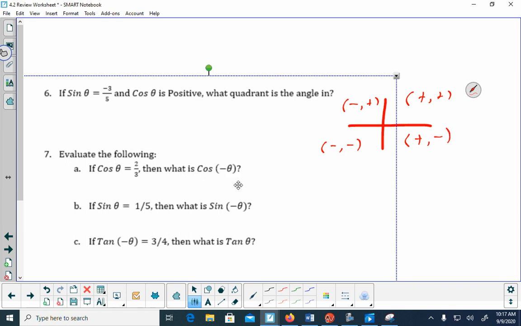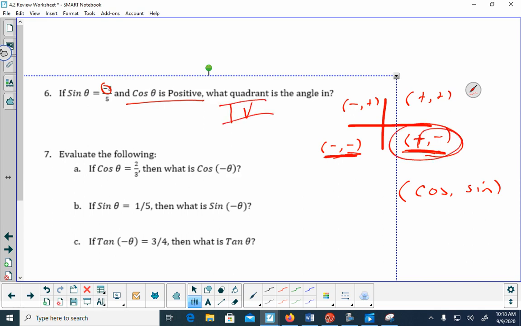So remember, cosine, sine, cosine, sine. This is telling me that my sine is negative. So if my sine is negative, that means it's either going to be the third quadrant or the fourth quadrant, because those are the two quadrants where my y value is negative. Then it tells me that the cosine is positive. Well, the only place that the cosine is positive and the sine is negative is right here, which would be in the fourth quadrant. And that's the way you're going to do those. I would take the time to draw the little 4 quadrants and put the plus, plus, minus, plus, and figure it out that way.